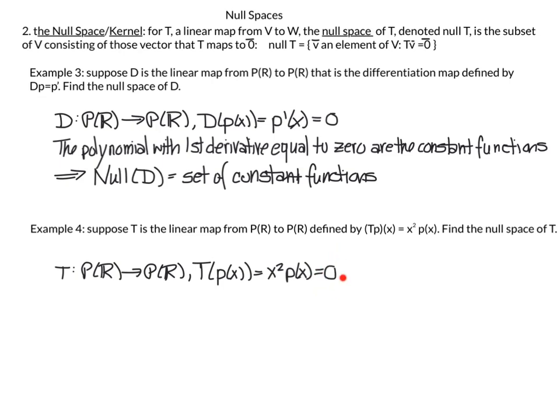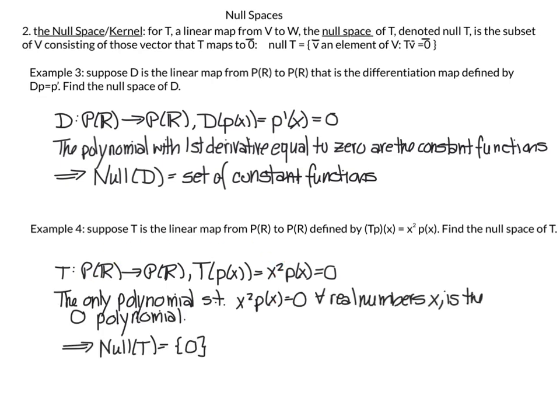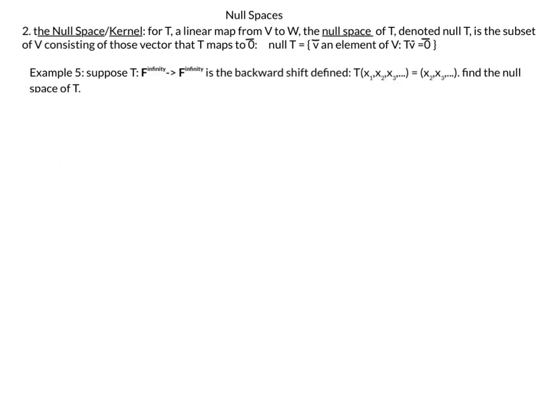Since I'm looking for the null space, I'm going to set this equal to 0. Now x squared can be any real number. So if I want this x squared times p of x to equal 0, we need to have our polynomial equal to 0. There's nothing else that will work for all real numbers x, which means the null space of T is equal to the 0 polynomial.